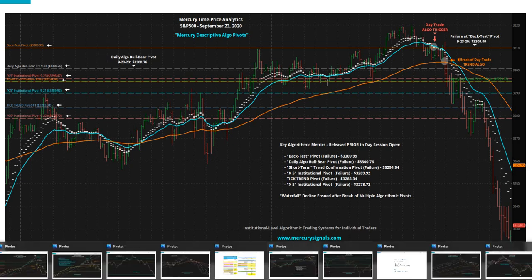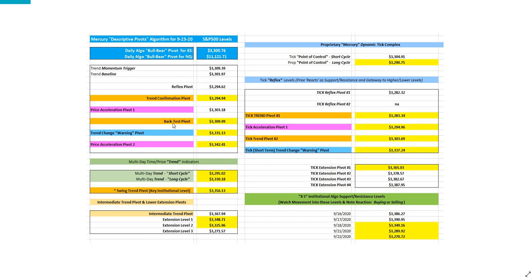Now, what's cool about this algorithm, to give you an idea how sophisticated this is, it's one thing to be able to produce algorithmic pivots before the market opens that match what the institutions are going to do that day. It is an entirely different level of sophistication to have an algorithm that not only gives you the level, but ascribes the type of characteristic behavior to expect at that level. Now, I want you to think about that. For example, this level here at 3309.99, not only did our algorithm say that that was going to be an important pivot price, but it told us what type of pivot it was going to be. Think about that.